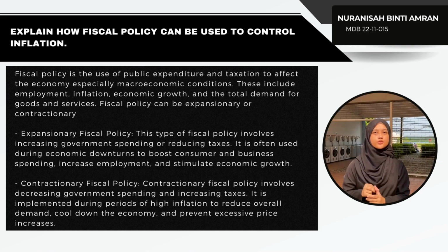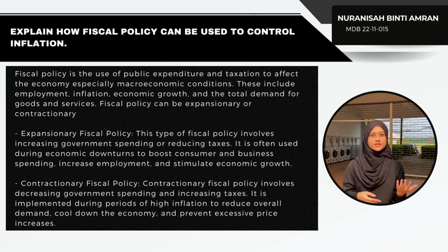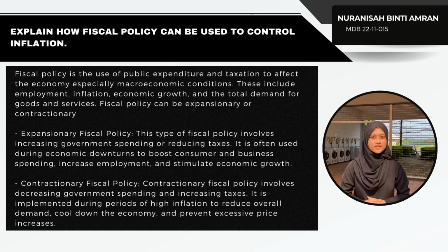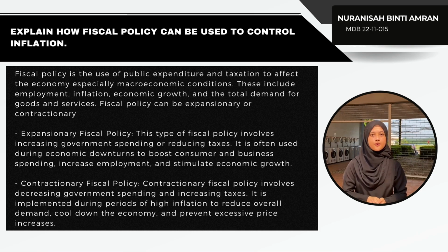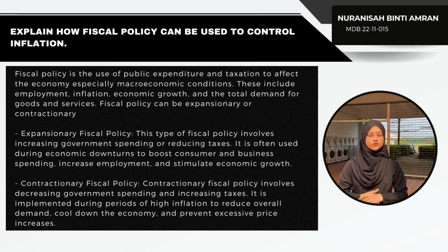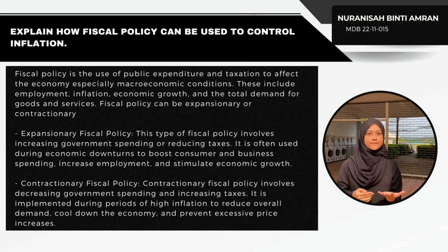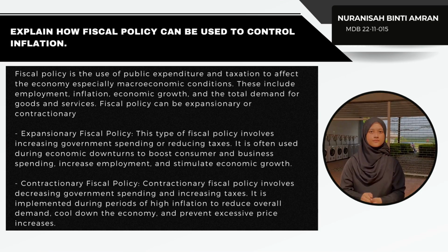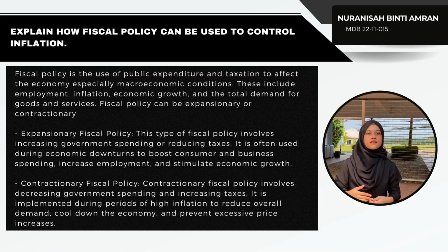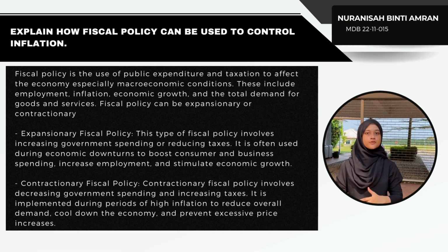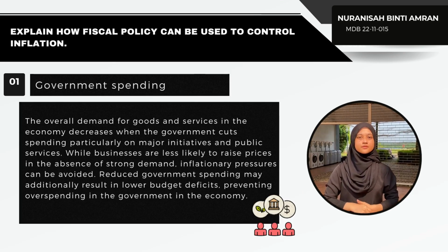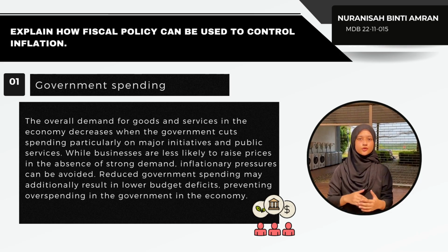Fiscal policy divides into two types, which are expansionary and contractionary. Expansionary fiscal policy involves increasing government spending or reducing taxes. It is often used during economic downturns to boost consumer and business spending, increase employment, and stimulate economic growth. Contractionary fiscal policy involves decreasing government spending and increasing taxes. It is implemented during periods of high inflation to reduce overall demand, cool down the economy, and prevent excessive price increases. So now let's move to the question of how fiscal policy can be used to control inflation.